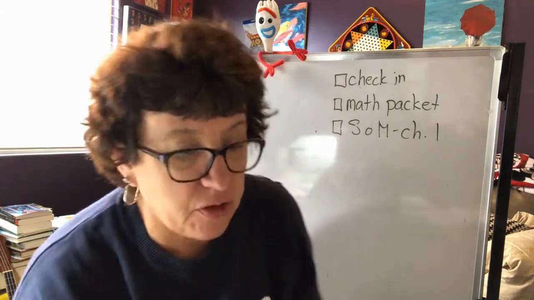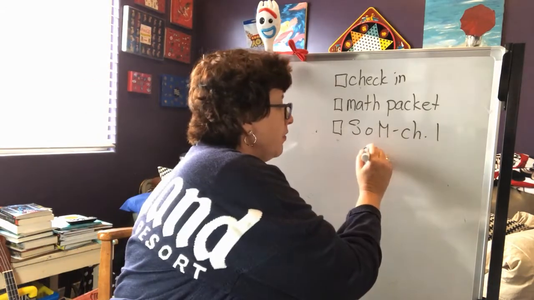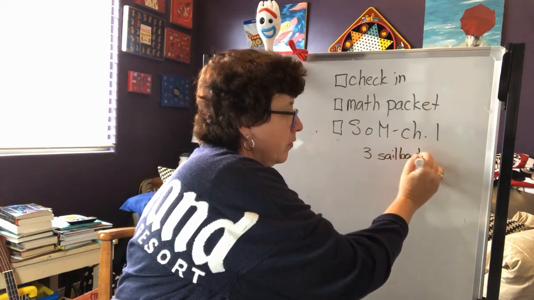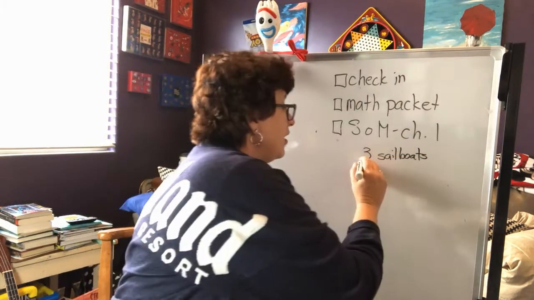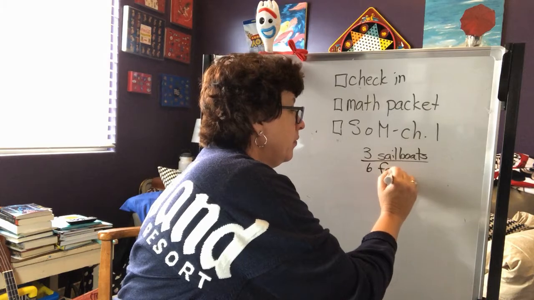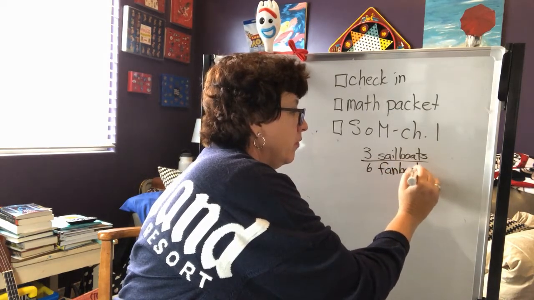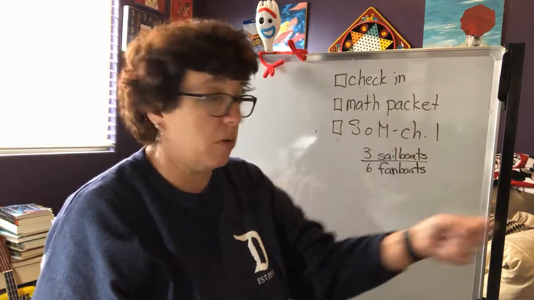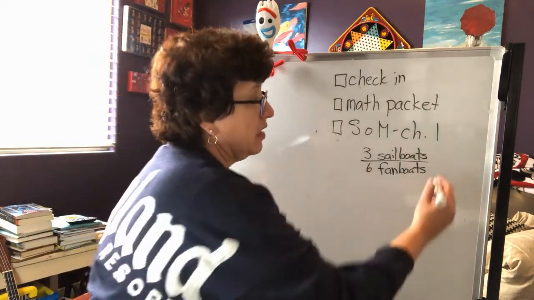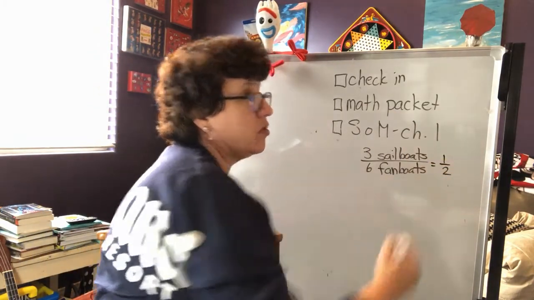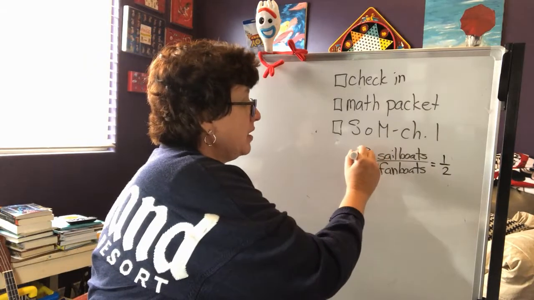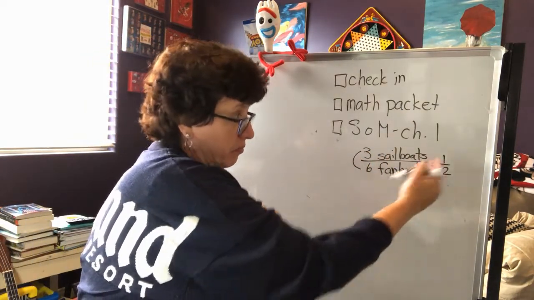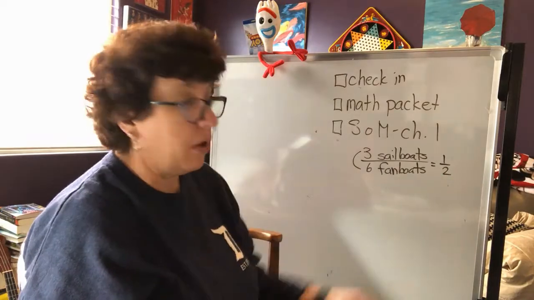All right, let's take a look at the first one, because it's been a while. It says we have 3 sailboats for every 6 fan boats. All right, so it's in a fraction, but then it tells us to put it in its simplest form. Well, 3 over 6 is the same as 1 over 2, because we are basically dividing both of these by 3. So, this is the answer.